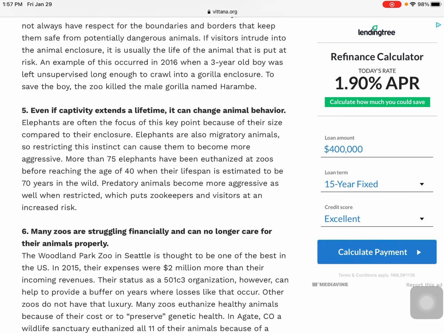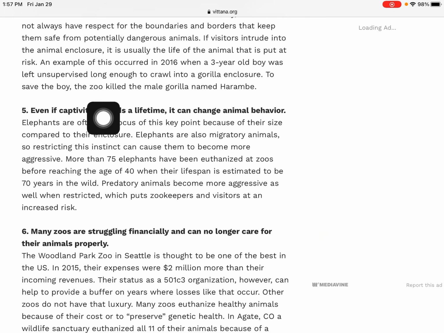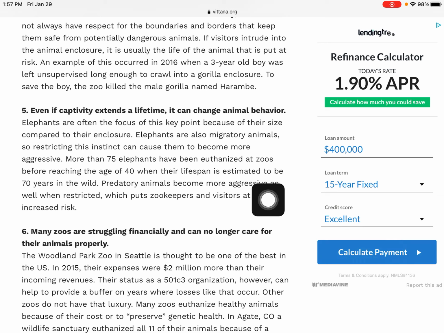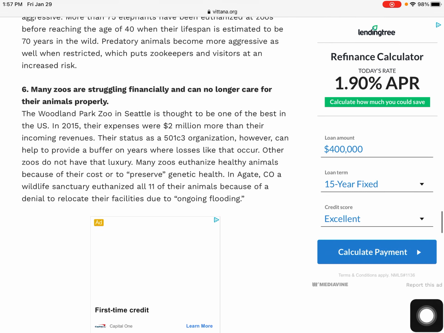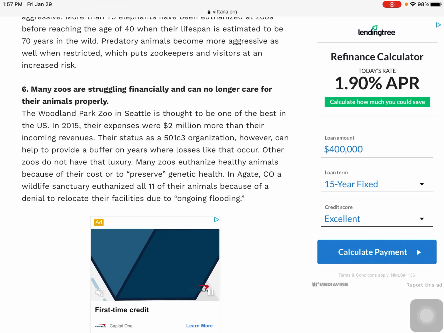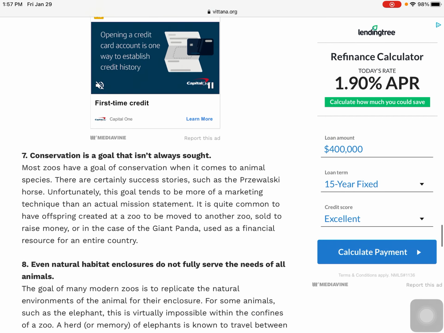Number 5, even if captivity extends a lifetime, it can change animal behavior. So this section actually talks about how some of them become very aggressive when they're restricted, and that's not really a good thing. Number 6, many zoos are struggling financially and can no longer care for their animals properly. So because they don't have the money, they can't give them what they need.